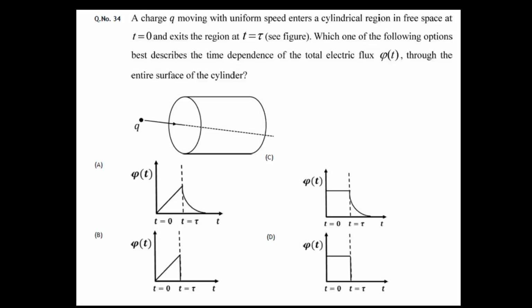In option C, the flux inside the cylinder is constant, but the flux outside the cylinder is shown in a decreasing pattern, whereas the flux outside the cylinder is 0. So option C is also wrong. In option D, the flux inside the cylinder is constant and the flux outside the cylinder is 0. So option D is correct.